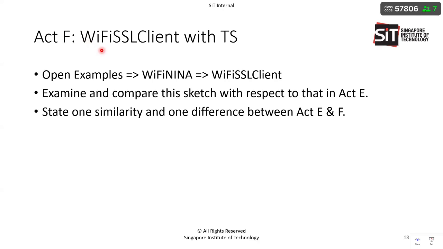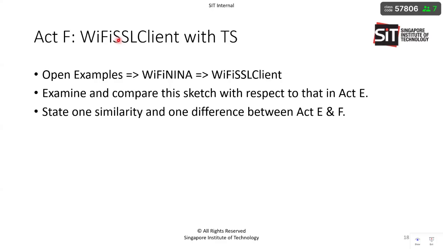The earlier activity E is using a non-secure connection to ThingSpeak, and ThingSpeak accepts this because it is for IoT, and they feel that having a secure connection is not necessary. But when we are trying to communicate to Google server, we cannot use the earlier example code. We must use this WiFi SSL client, which I mentioned in the lecture, because Google is very stringent. If you come in not in a secure manner, they reject the connection. Therefore, you must use this to communicate with Google server.